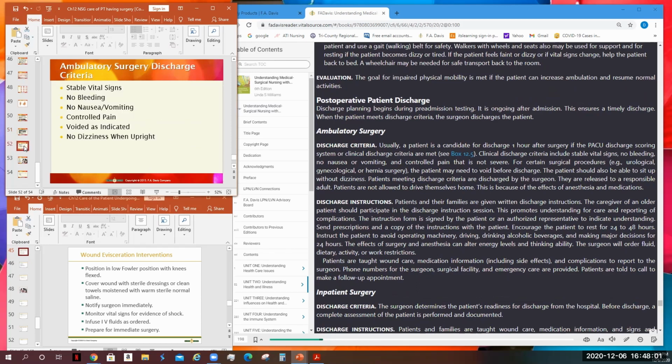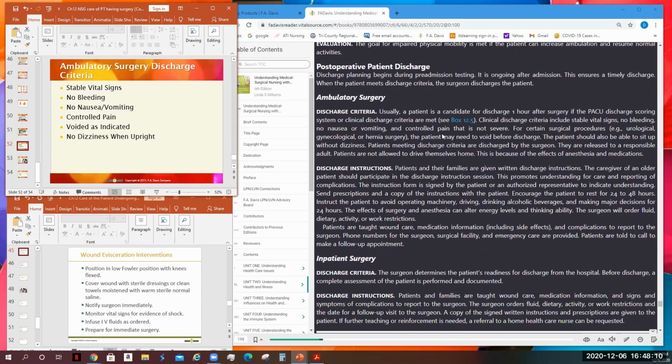Post-operative patient discharge. Discharge planning begins during pre-admission testing. It is ongoing after admission. This ensures a timely discharge. When the patient meets discharge criteria, the surgeon discharges the patient.